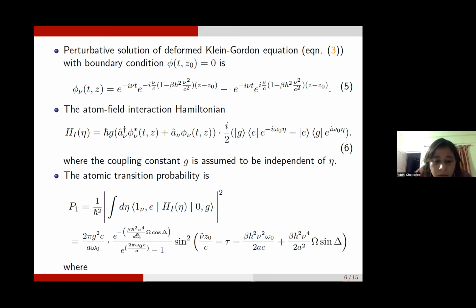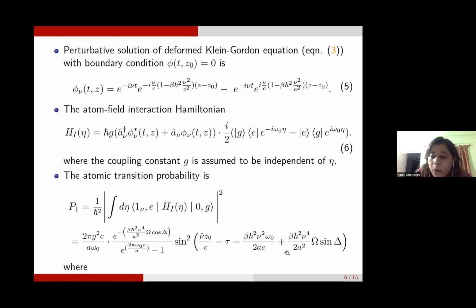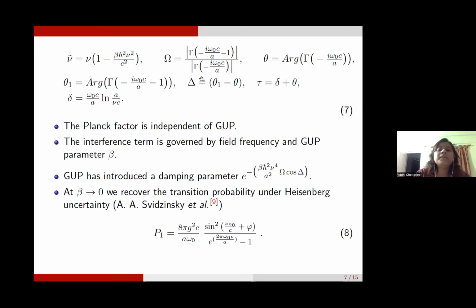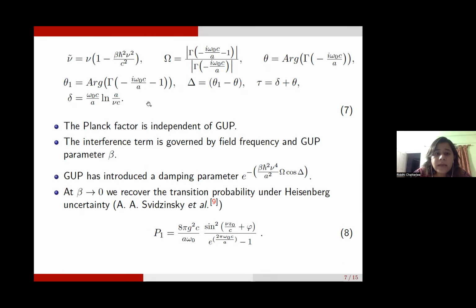Here, omega zero is the atomic transition frequency, and nu is the field frequency. You can see we have defined omega, delta, tau, these terms here. Now we have kept the notation omega zero and nu separate so that we can understand in this expression where the atomic excitation frequency is contributing and where the field frequency is contributing. Now from this expression, if you put beta equals to zero again, you will get the normal atomic excitation probability when the Heisenberg uncertainty principle holds. And this was calculated by a recent PRL paper, Zwiedzinski, Benjamin, Fuling, and Page.